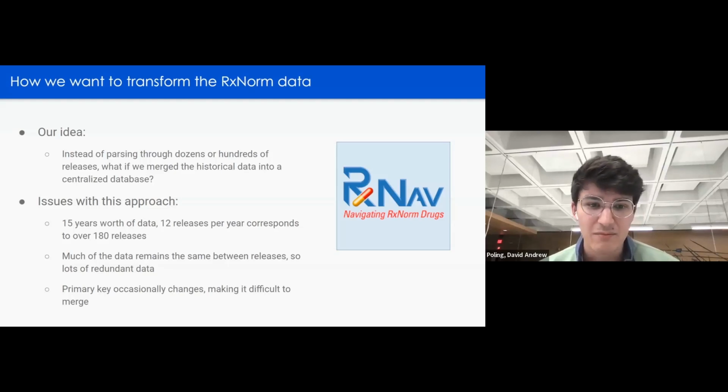One thing to note is that between each release, the drugs aren't being totally renewed, or not everything is changing between releases. Most of it stays the same. So we have a lot of redundant data. We don't need to store all these entries twice. And occasionally the primary key, or the identifier that lets us say this column or this row corresponds to this drug, occasionally changes, which makes it difficult to merge data.